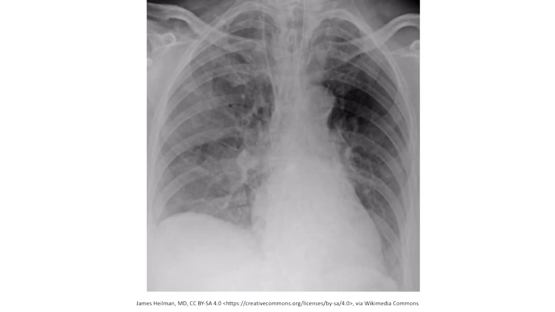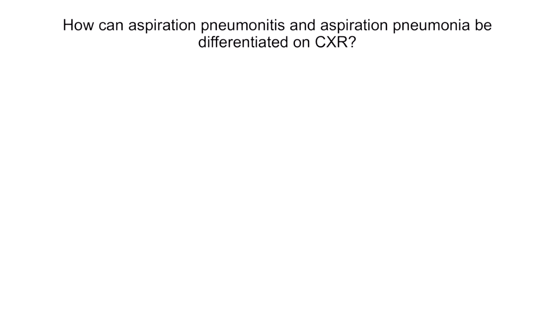Here's a chest X-ray showing an antero-posterior view. The radiologic finding shows infiltrates in the right lower lung, which may result from aspiration pneumonia. The right lung is most often involved since the right main bronchus follows a straighter path downward. How can aspiration pneumonitis and aspiration pneumonia be differentiated on chest X-ray?